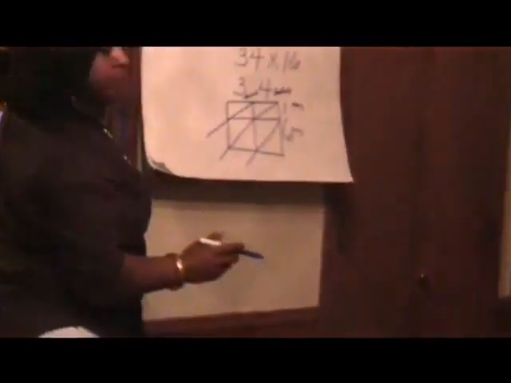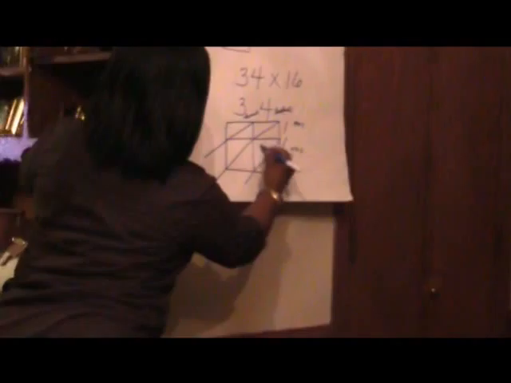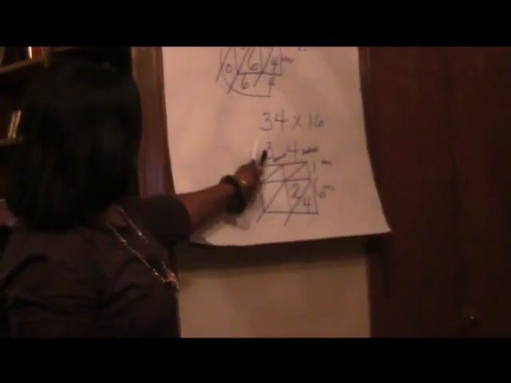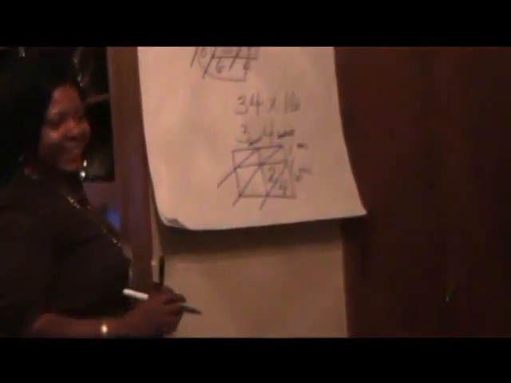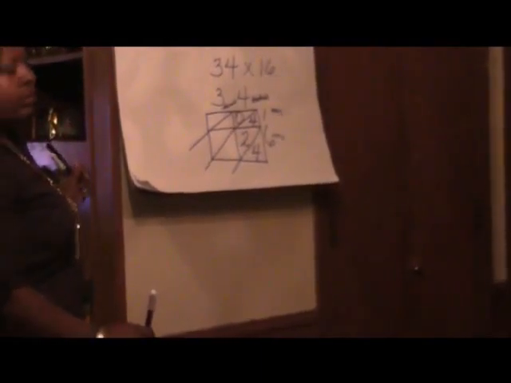4 times 6, and it's 24. We'll write our 4 in the ones place, and our 2 in the tens place. Next, 3 times 6, 18. Wait a minute. Next, we're going to do 4 times 1. Sorry. Did y'all catch that? It's 4. We'll write our 4 in the tens place, and a 0, because there's no hundreds. Now we're going to move to 3 and 6.